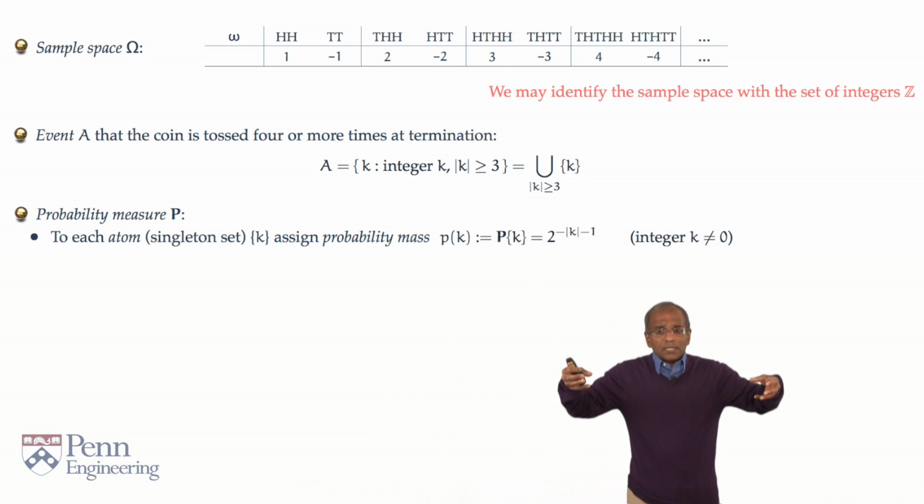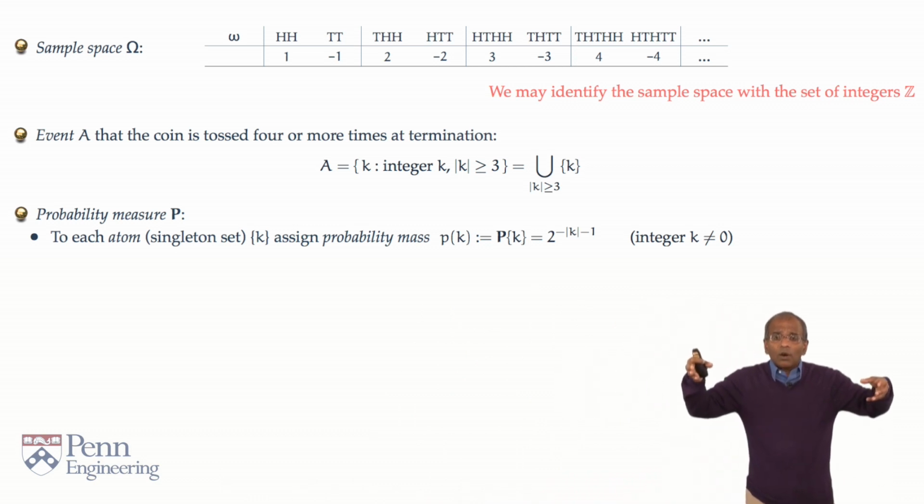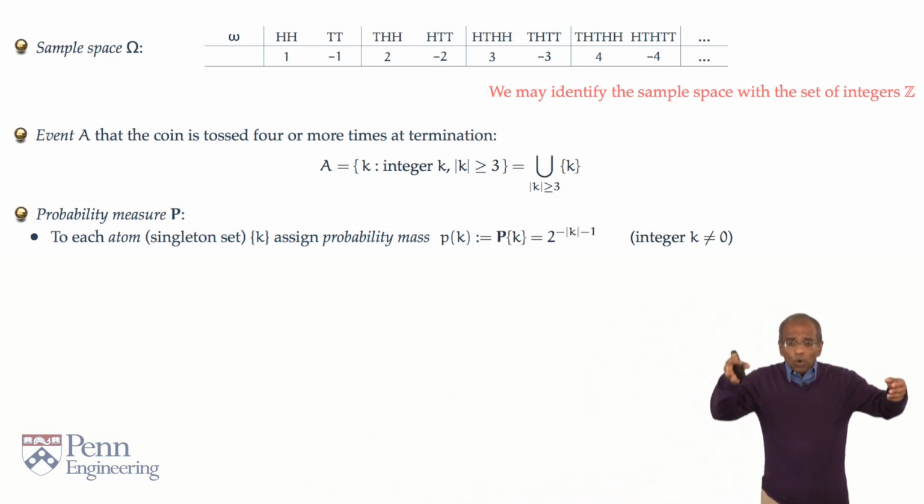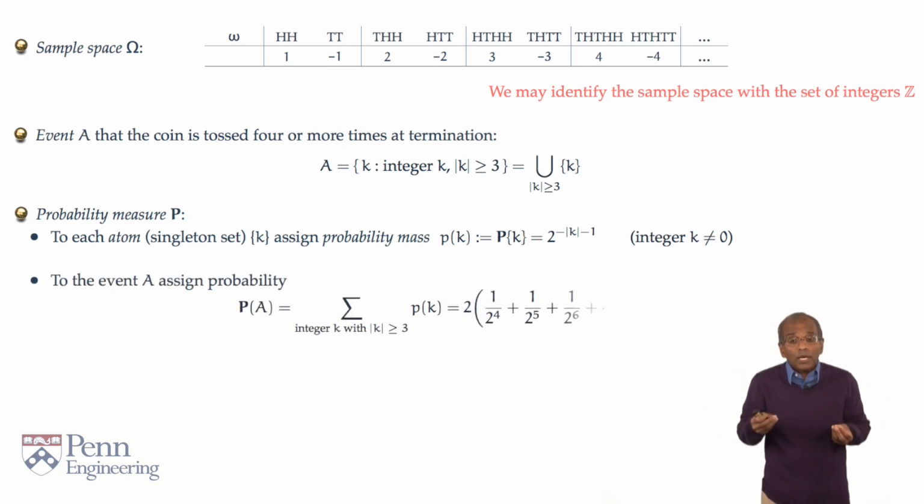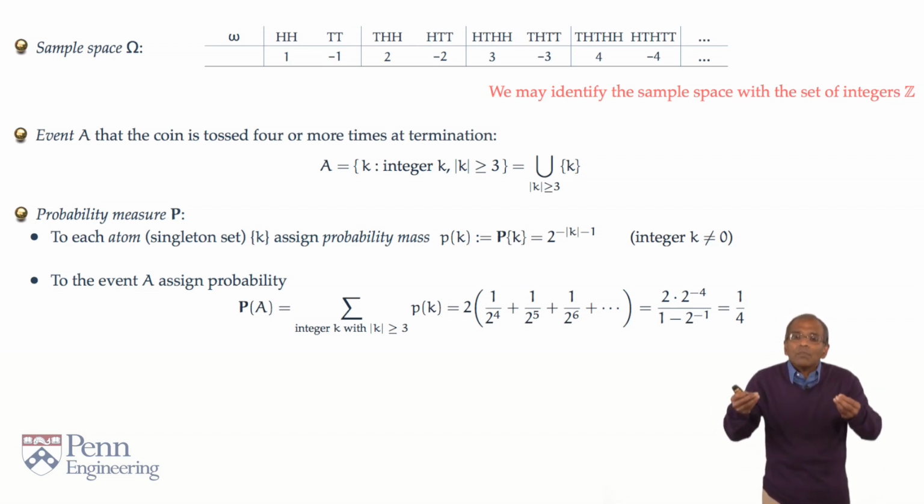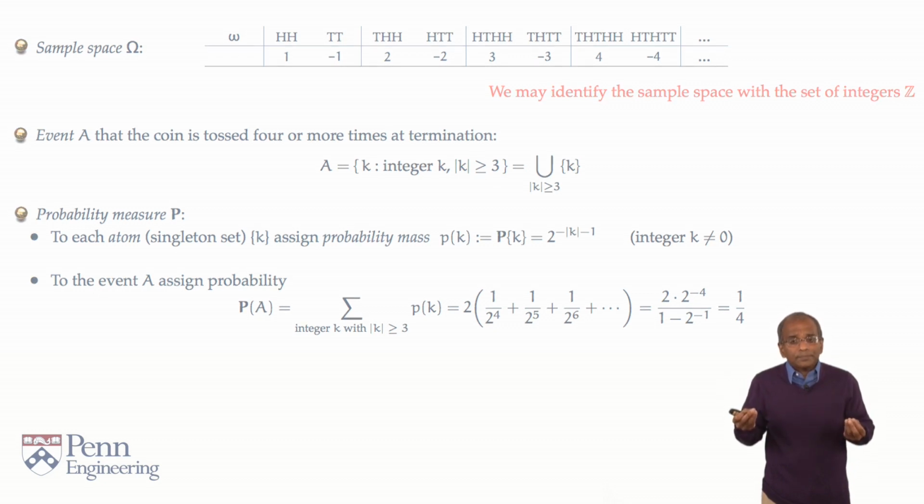Now, one does this, right? We have a systematic assignment of probabilities. 1/4 and 1/4, 1/8 and 1/8, 1/16 and 1/16, and so forth. How does one evaluate a probability? Well, A consists of all integers 3 or larger. To A, we assign the probability, which is the sum of the atomic probabilities, sum of these reciprocal powers of 2. And when we do this, we obtain, as we saw here, the probability 1 in 4.